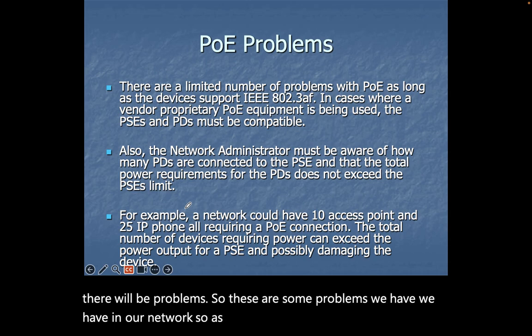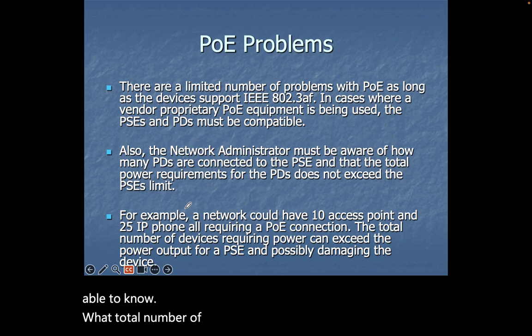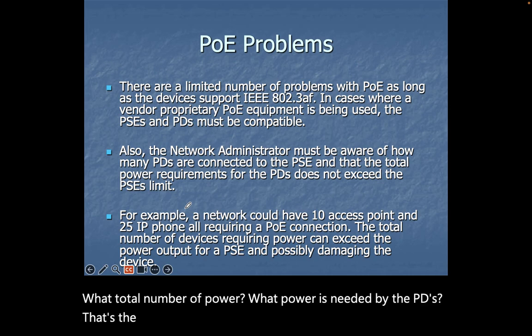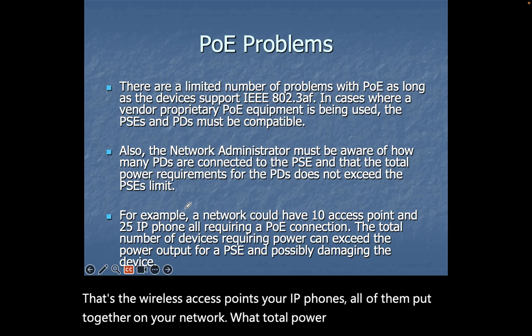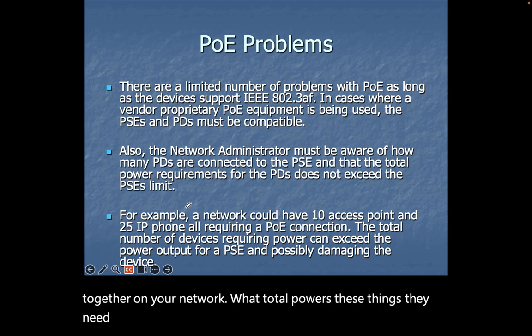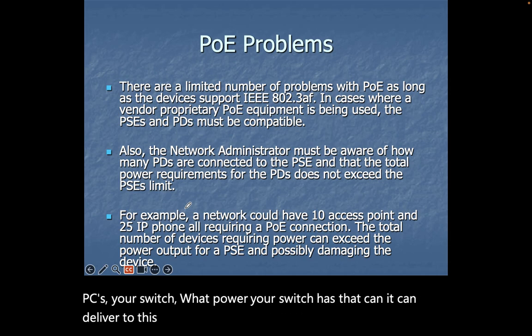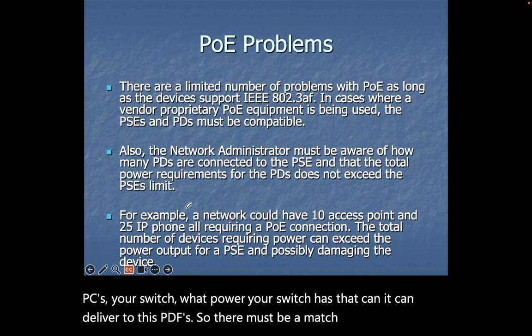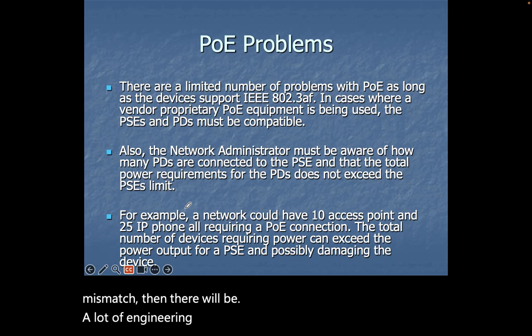So these are some problems we have in our network. As a network administrator, we should be able to know what total power is needed by the PDs, the wireless access points and IP phones, all of them put together on your network, compared to what you have from your source, which is your PSE, your switch. What power does your switch have that it can deliver to these PDs? So there must be a match. If there's a mismatch, then there will be a lot of engineering problems.